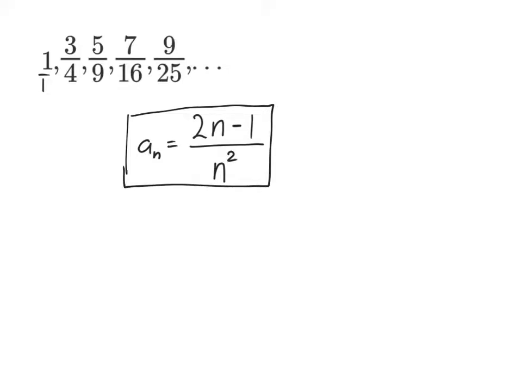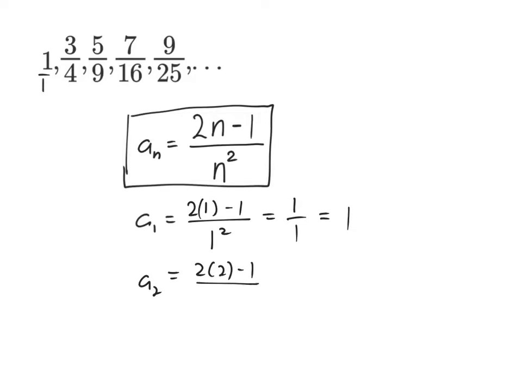Now let's check. What's my first term? Well, if you notice, I replaced the n with a 1, so I need to replace these n's with 1. So I get 2 times 1 minus 1 over 1 squared. So that's going to be 2 minus 1, which is 1, over 1 squared, which is 1. So that's 1. My second term is going to be 2 times 2 minus 1 over 2 squared. So that's going to be 4 minus 1, which is 3, and 2 squared, which is 4. So that's 3/4. So it looks like we're doing pretty good.